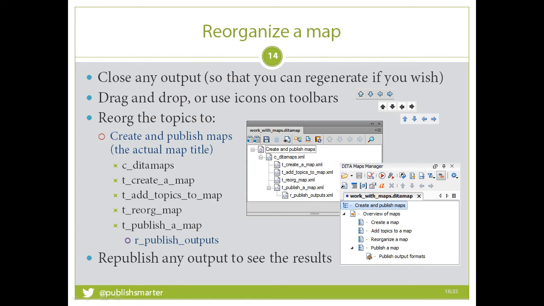You can drag and drop to rearrange information, or you can use icons on toolbars. And the 3 toolbars with the arrows showing are from FrameMaker, XMetaL, and Oxygen, and you'll see that they're almost identical. Then you would reorganize your topic.